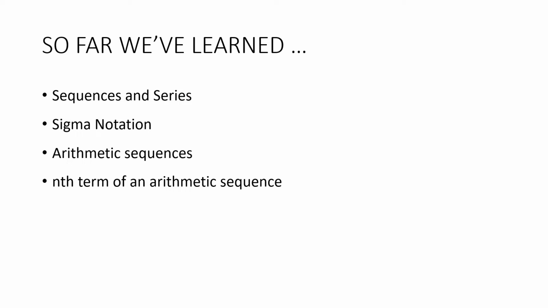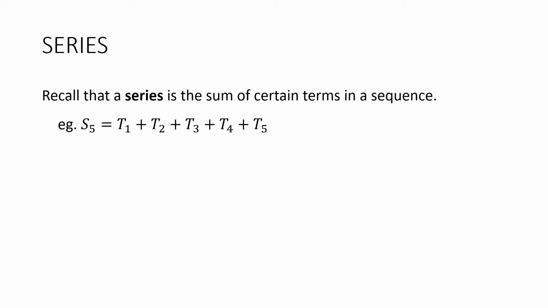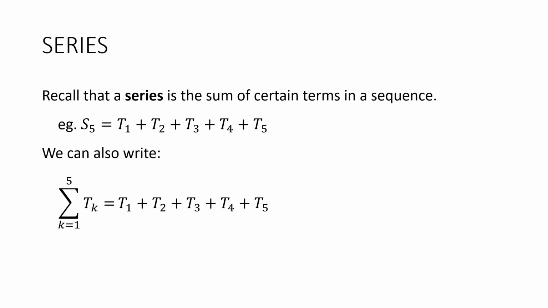So far we've covered what sequences and series are. We've looked at sigma notation, arithmetic sequences, and how to find the nth term of an arithmetic sequence. So recall that a series is the sum of certain terms in a sequence, and we can write S subscript 5 to mean the sum of the first 5 terms, T1 plus T2 plus T3 plus T4 plus T5. And we can also use sigma notation, and this means exactly the same thing. This is the sum of the first 5 terms.